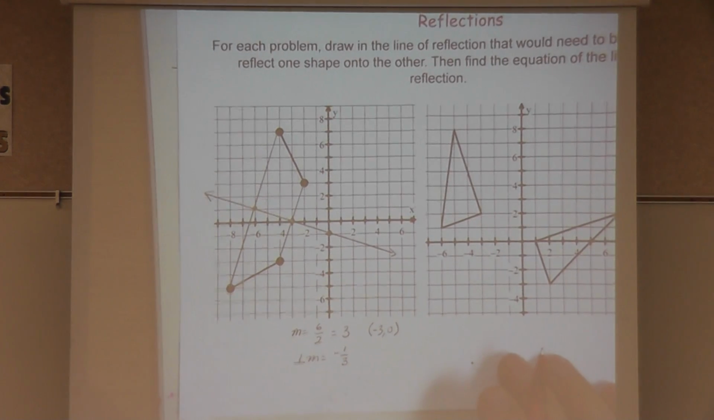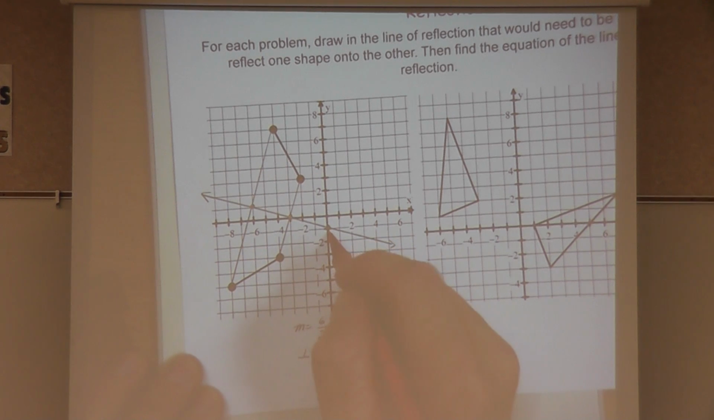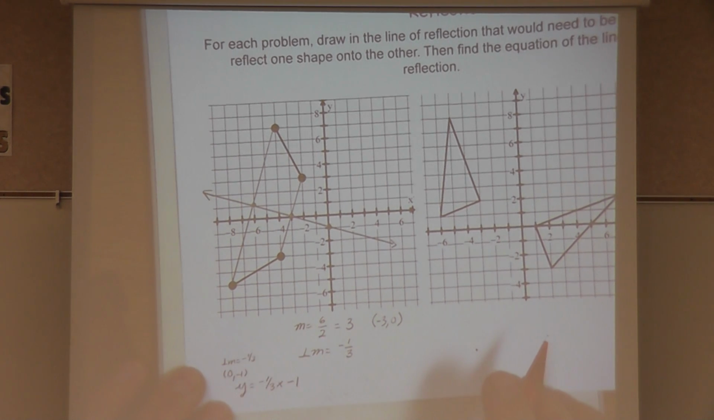To find the equation of that line of symmetry, I'm going to use point slope form, or because it has a nice y-intercept, I can use slope intercept form. So I can either say because it has a nice y-intercept of 0, negative 1, and I know the perpendicular slope is negative 1/3, I can write in the form y equals mx plus b, and say it's y equals negative 1/3 x minus 1.